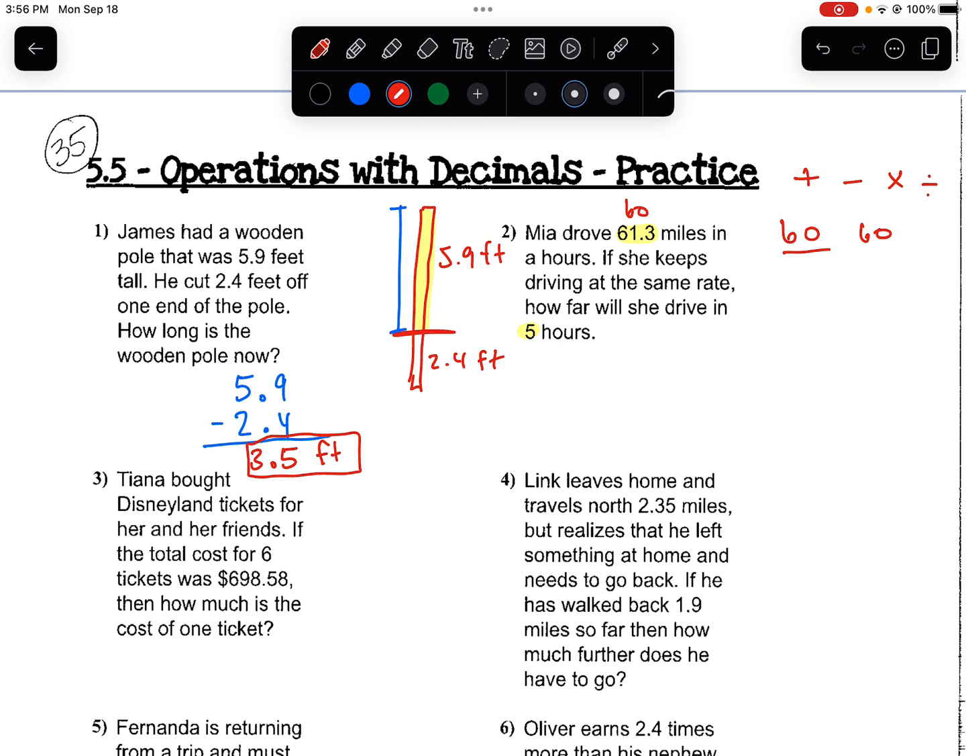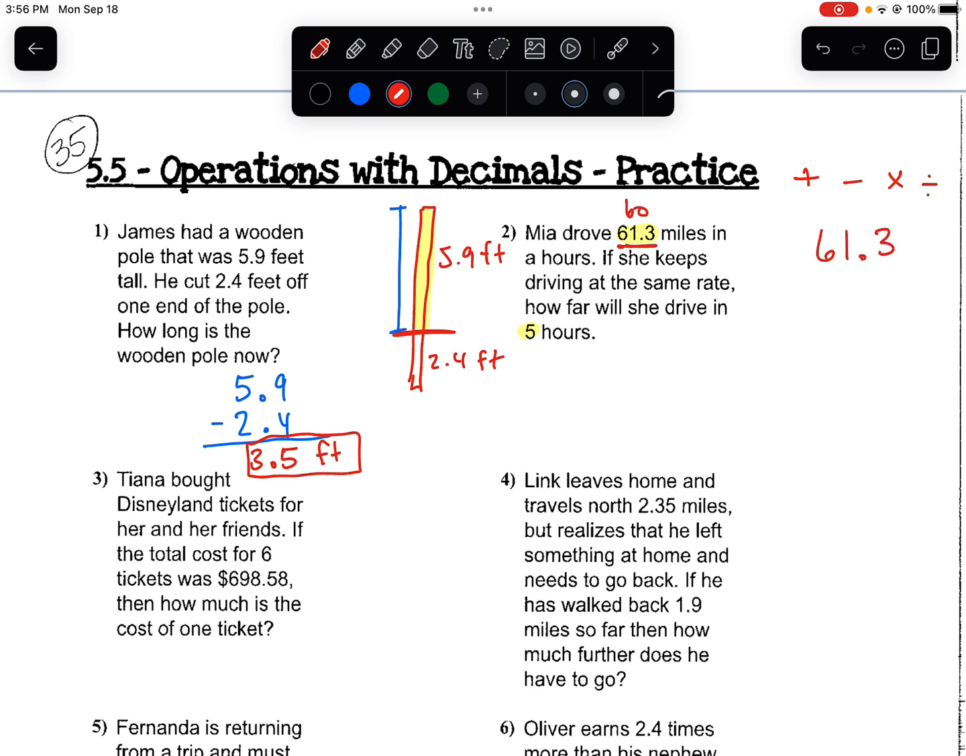And then she drives another 60 in 2 hours. And then she drives another 60 miles in 3 hours. And then 4, and then 5. Wait a minute. So 60 plus 60 plus 60 plus 60 plus 60. I am adding 60 again and again, adding it 5 times. Oh, that's multiplication. So I'm multiplying 60 times 5. I will be multiplying the actual number, 61.3.